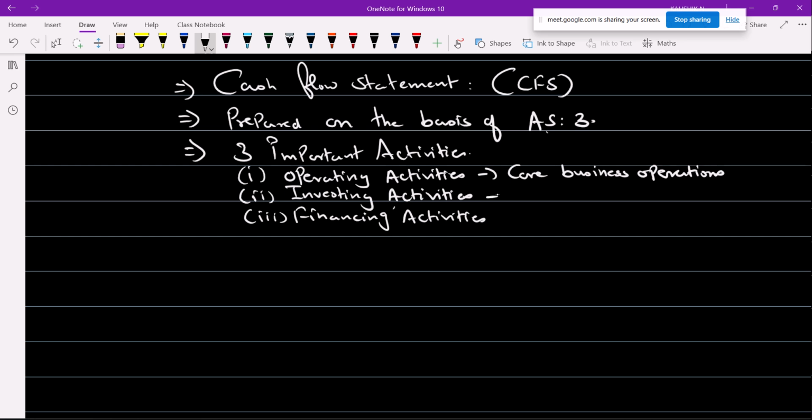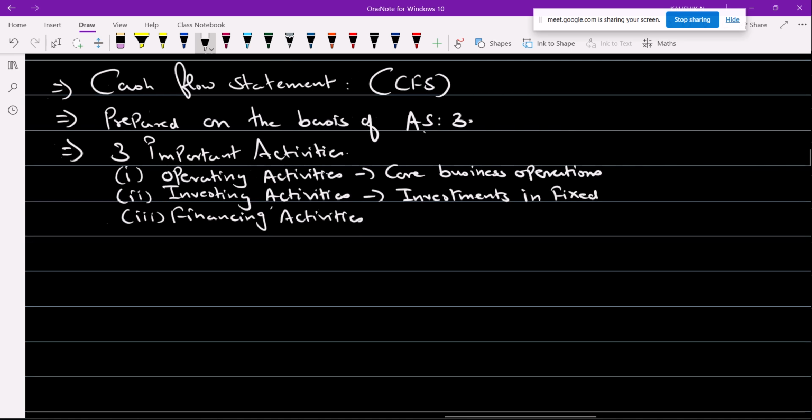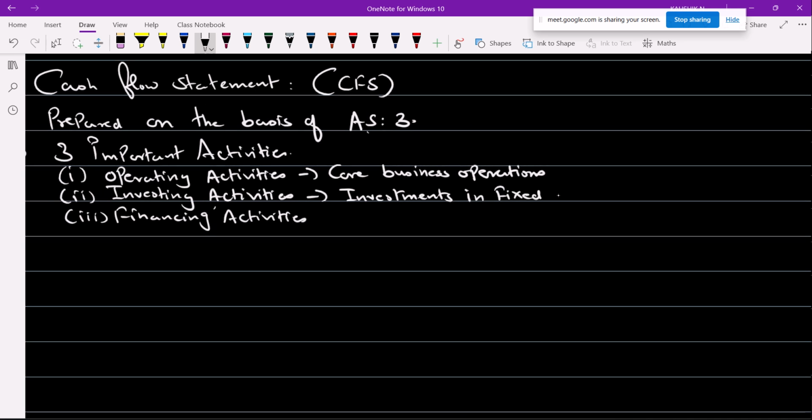Investing activity talks about investments in fixed assets. So it is purely dealing only with the fixed assets. And when I say fixed assets, it includes both tangible and intangible.